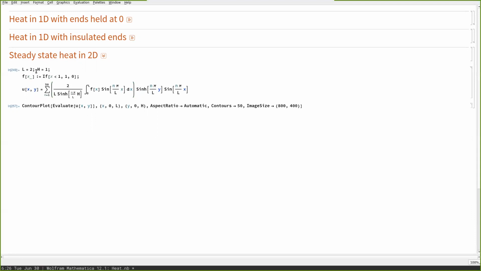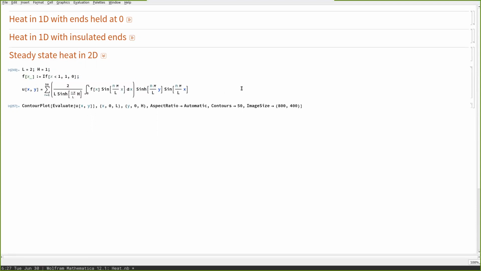Here I took L to be 2 again and the height of the metal plate to be 1. I started with the same initial temperature distribution. This will be the temperature distribution on the top edge of the plate. And we found a solution in the previous video. This time I decided to go up to the first 50 terms. It involves hyperbolic sine, as you may have seen. And I have some constants in front.